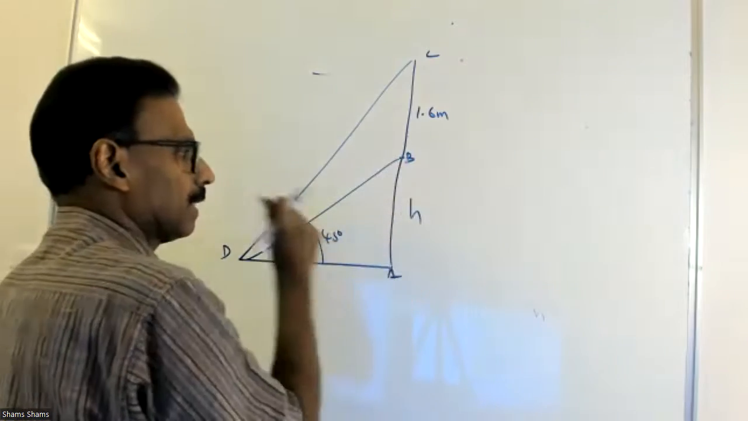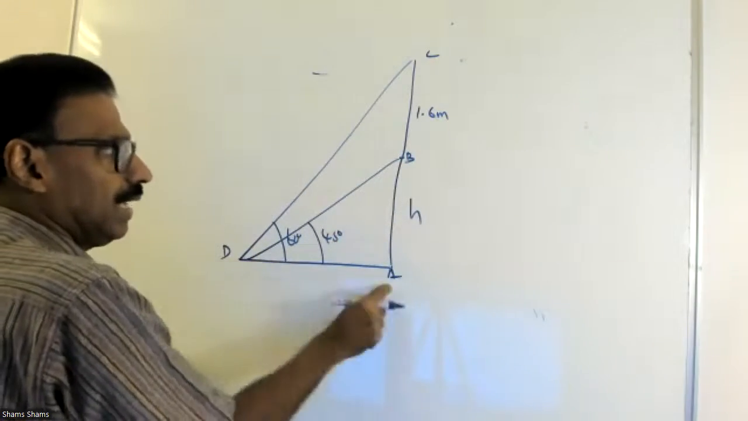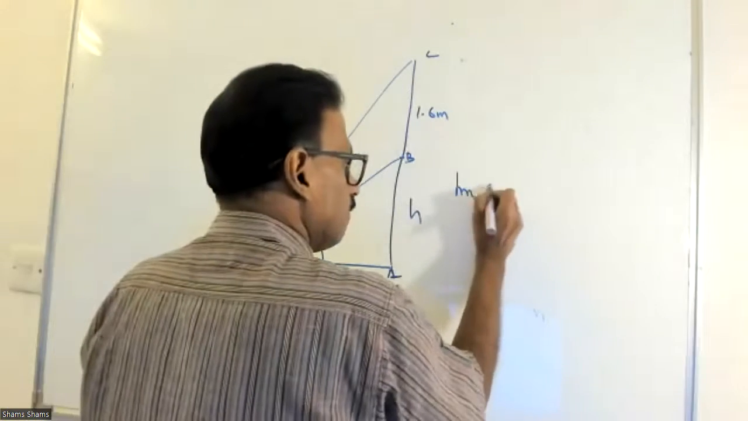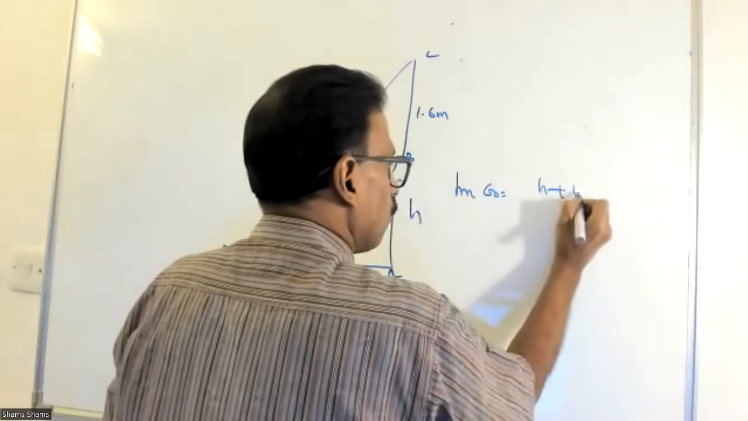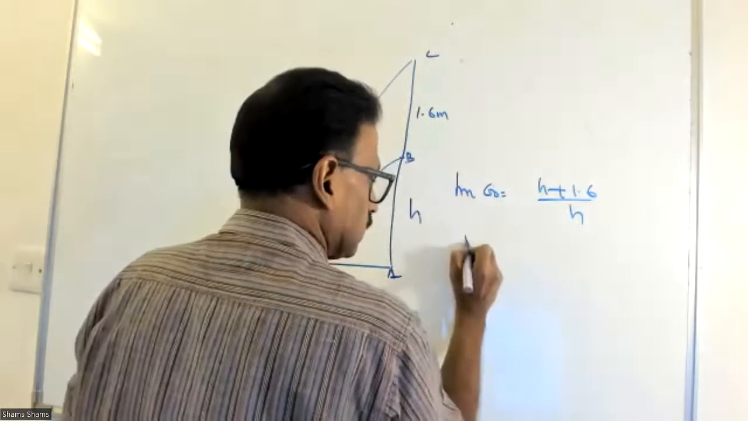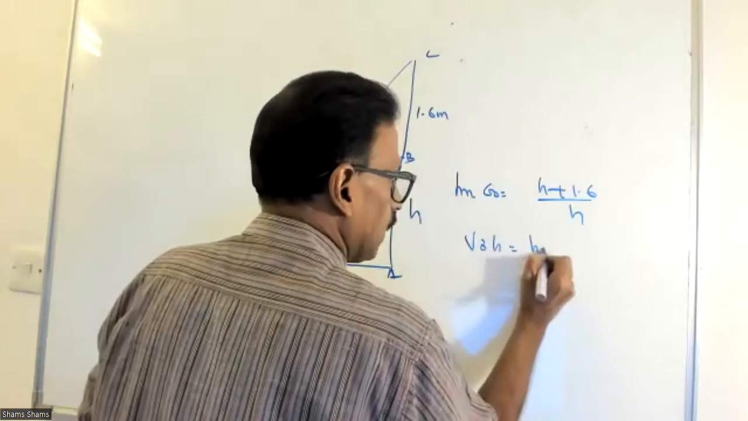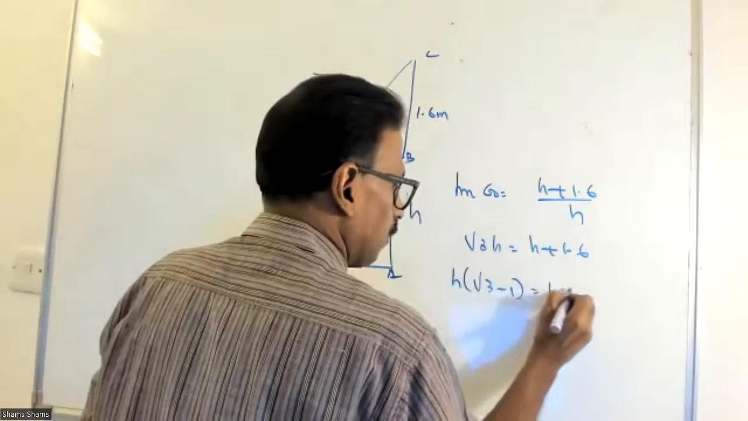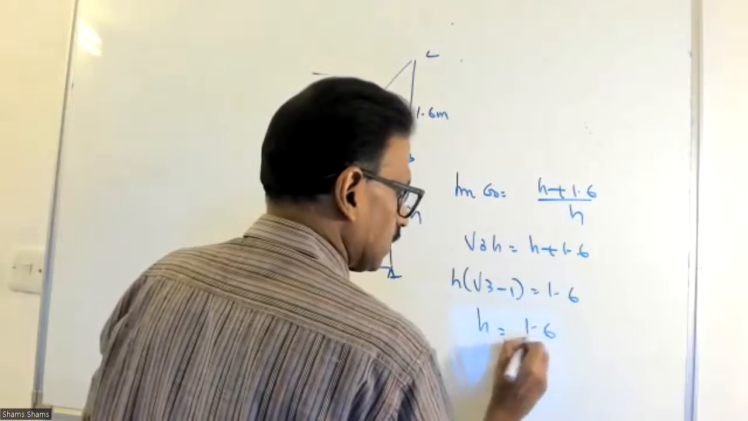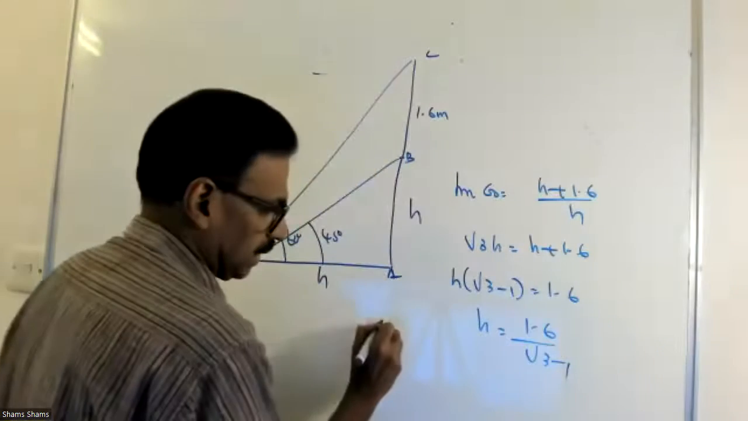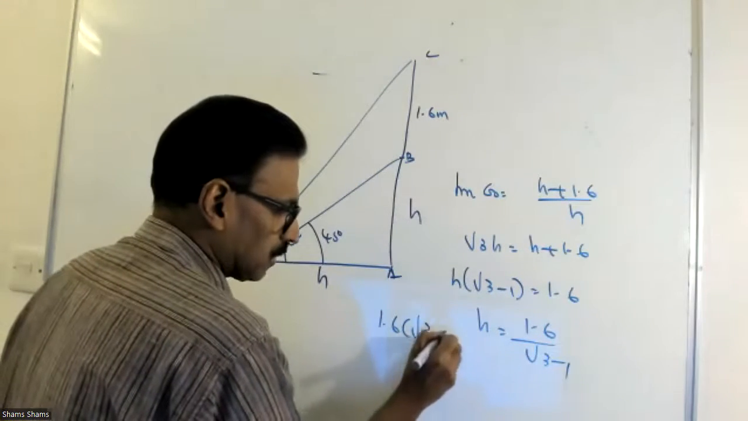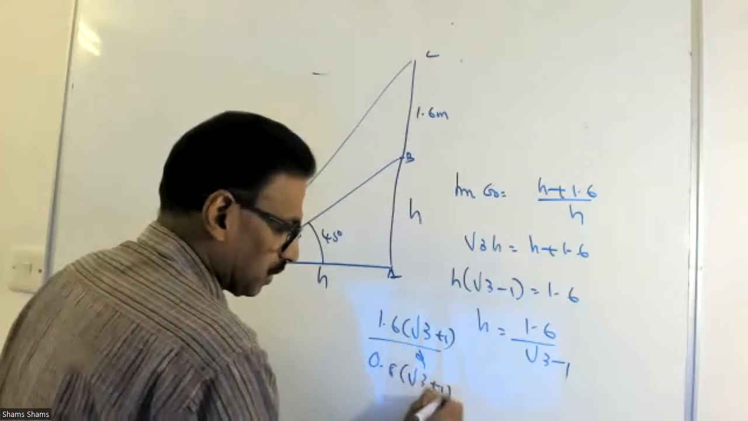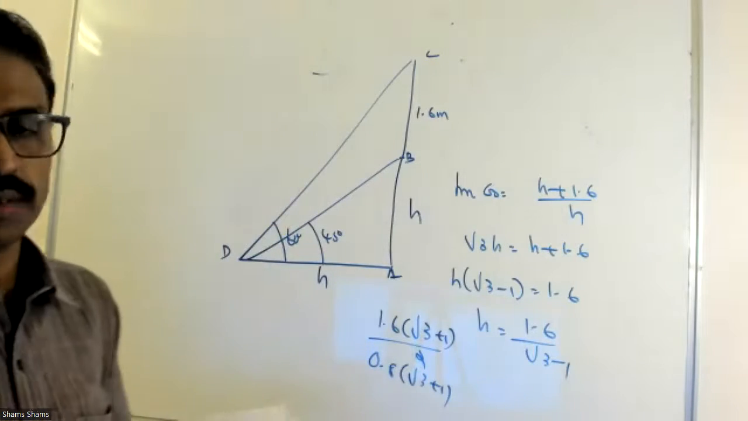So put H. In triangle DAB, tan 45 equals H by this one, so this is also H. Then tan 60 equals H plus 1.6 by H. Tan 60 is root 3, so root 3 H equals H plus 1.6. H times root 3 minus 1 equals 1.6. H equals 1.6 divided by root 3 minus 1. Rationalizing, 1.6 into root 3 plus 1 by 2, that is 0.8 into root 3 plus 1. Is the root 3 value given? No, then you keep it there.